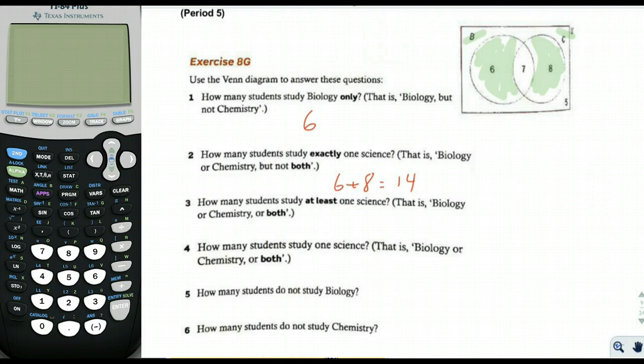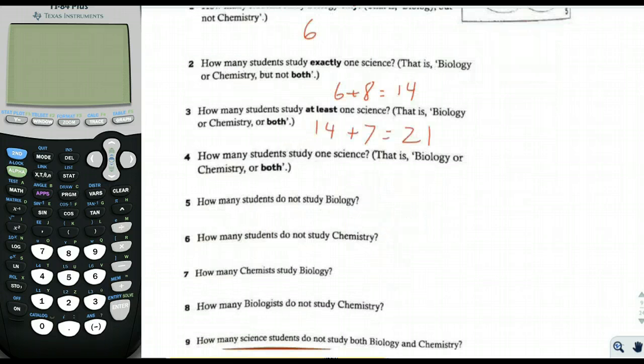How many students study at least one science, that is biology or chemistry or both? Okay, so that would be the same thing, but you would include the both people, which would be 7. So that would be 14 plus 7, which would be 21. How many students study one science, biology or chemistry or both? So I guess that would be the same as number 3, so we could just put 21 for that too.